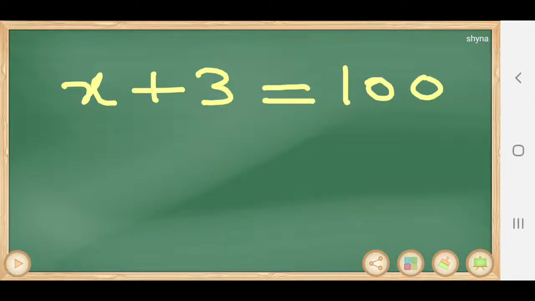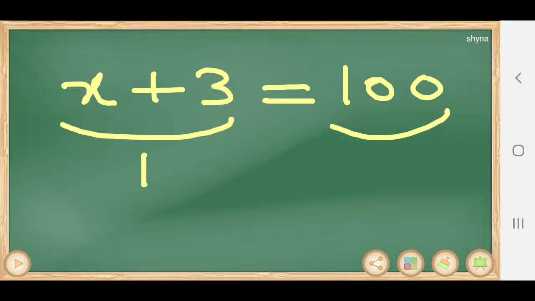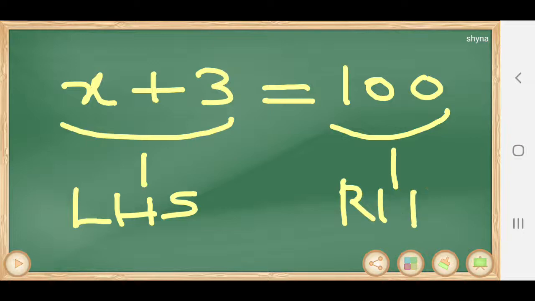This equal to symbol divides this x plus 3 and 100 into two sides. Then this side is the left side, so this is LHS, left hand side. Then this part is RHS. LHS and RHS. Okay, dear children.